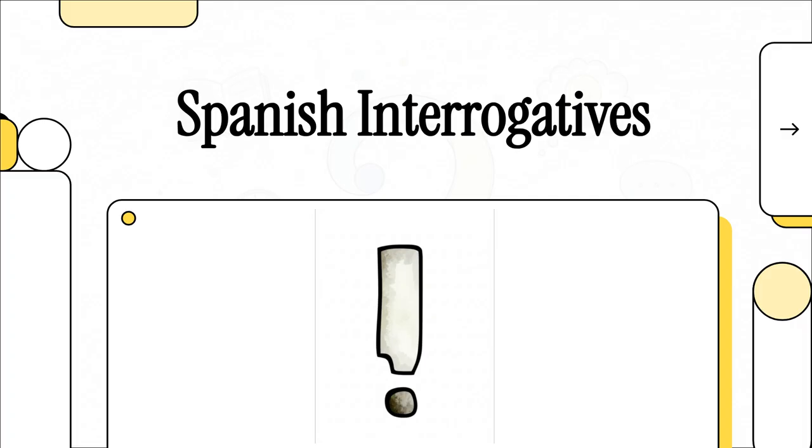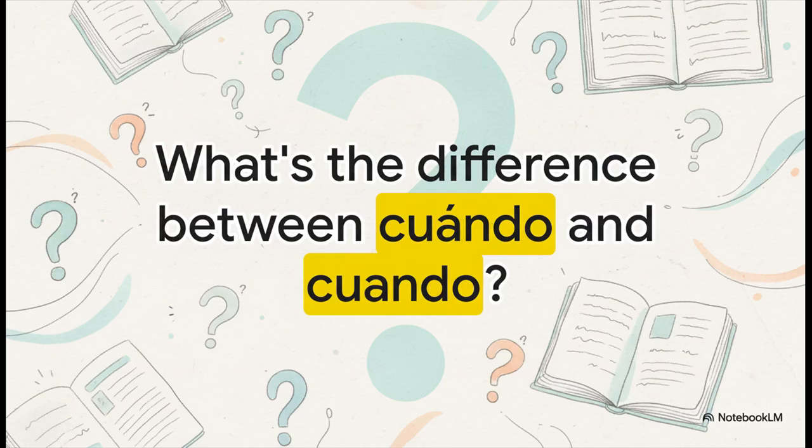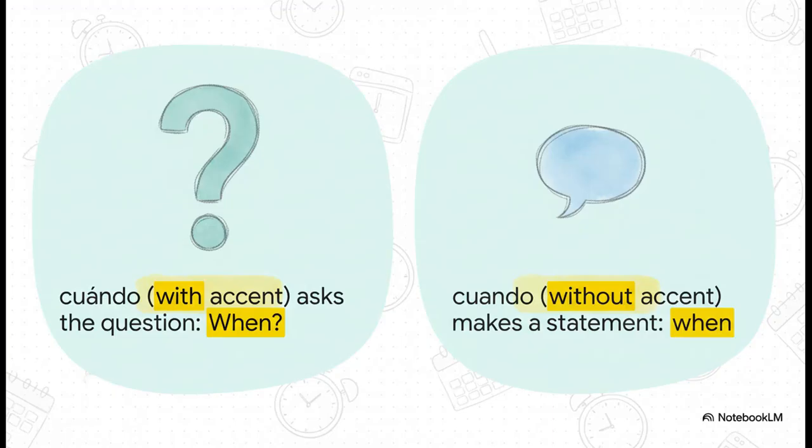Today, we are going to break down these Spanish question words, also known as interrogatives. I'm talking about words like cuándo with an accent and cuando without one. I mean, they sound exactly the same when you say them, but that tiny little mark changes literally everything about what that word is doing in a sentence. So here's the bottom line. The one on the left asks a question, when? The one on the right is part of a statement, when?